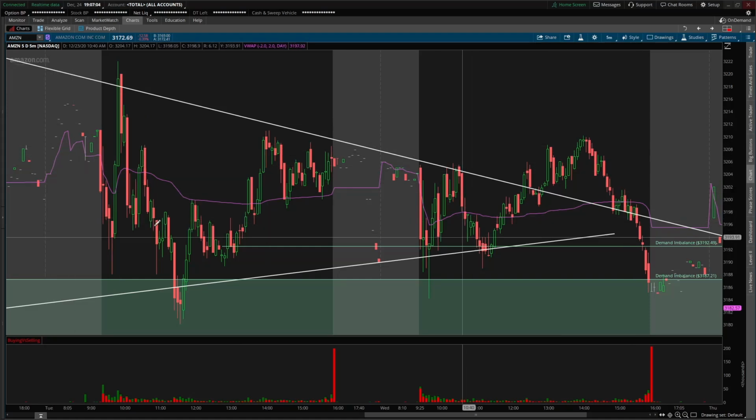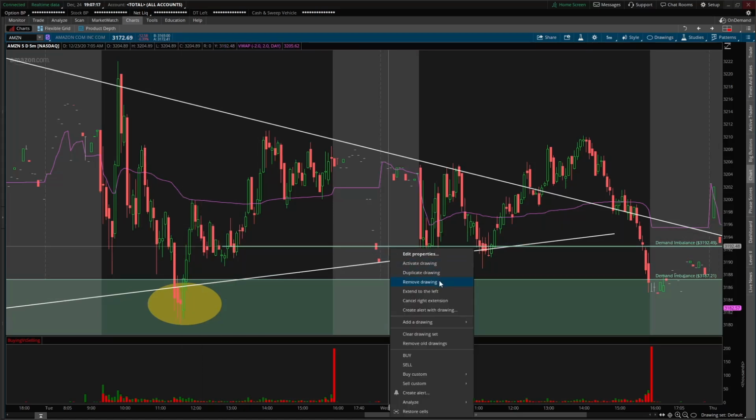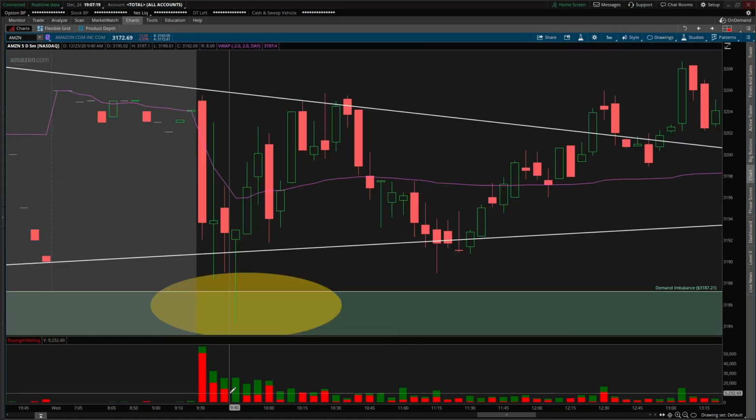So here we have demand, which Amazon bounced off of, one time, two times. And we have this zone, which was created from this consolidation period yesterday, which we failed, we broke below. But we came into the zone, heavy buying pressure. We see wicks right here and we bounce.